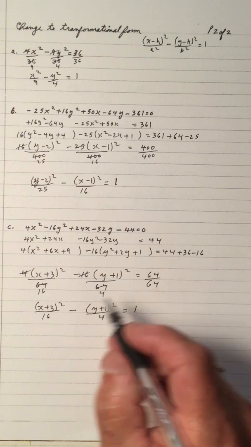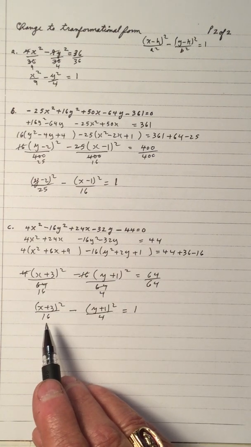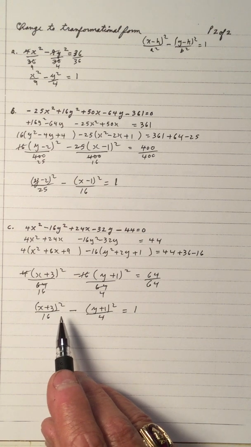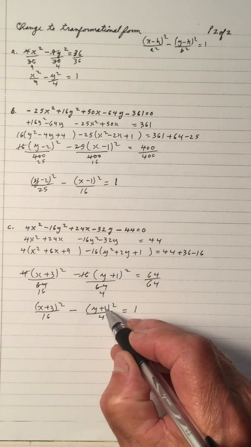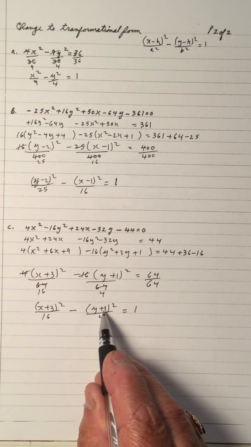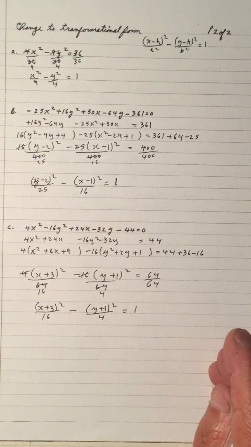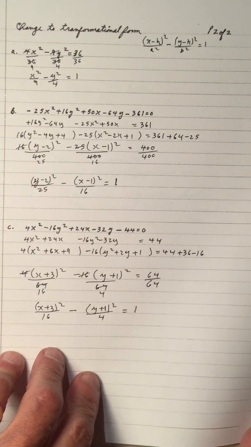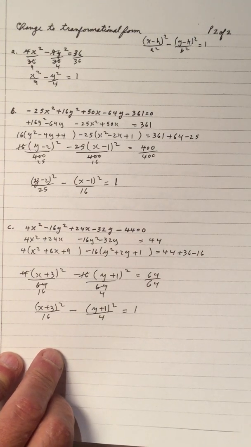So that's the transformational form again. The transformational form enables you to pick up the vertices, the center, and the asymptotes, and it enables you to graph from the transformational form. The center is the opposite: for the x it is negative 3, for the y it is negative 1. So that's changing general form to transformational form.